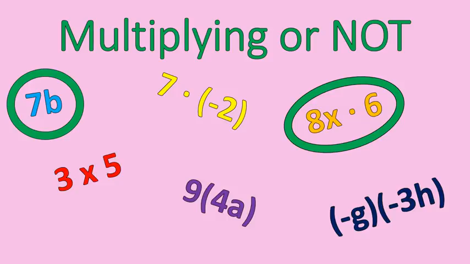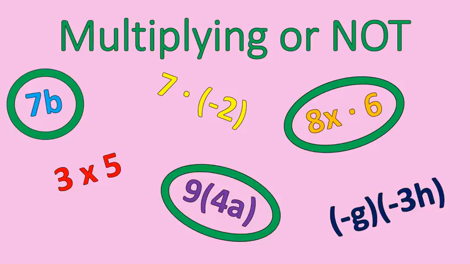Let's go to our purple one, center bottom there, 9 with a bracket 4a. Well, we know 4a is multiplication of 4 times a, but what does a bracket mean when the 9 is right next to that, like a parenthesis or a grouping symbol? Absolutely, that is also multiplication. It means 9 times the quantity of 4a. So 9 times 4a.